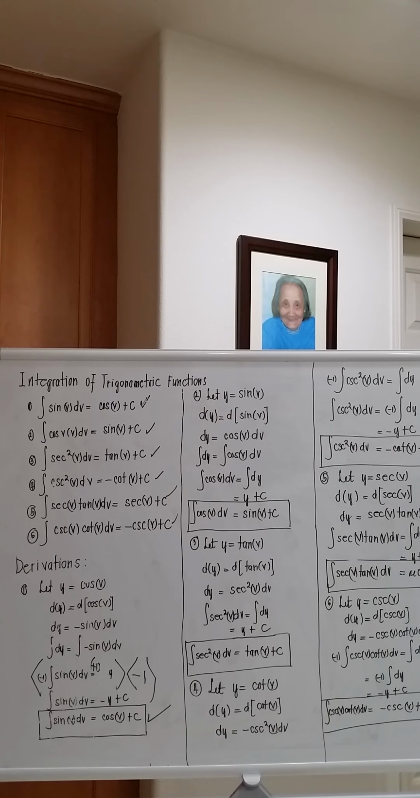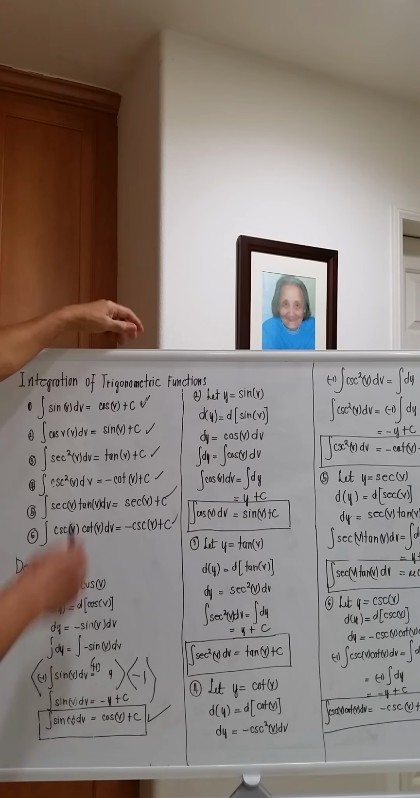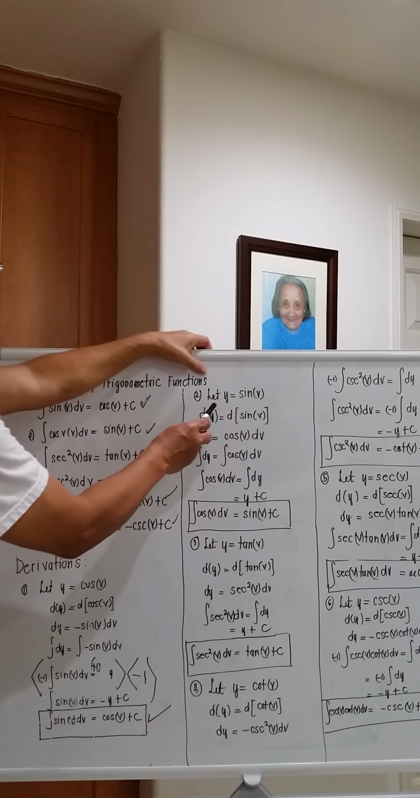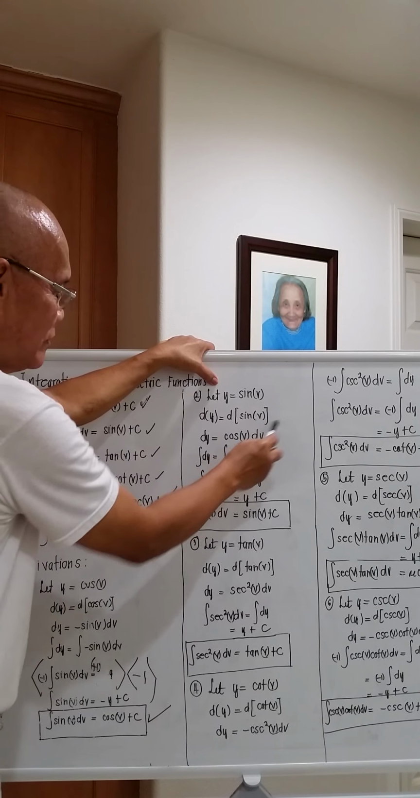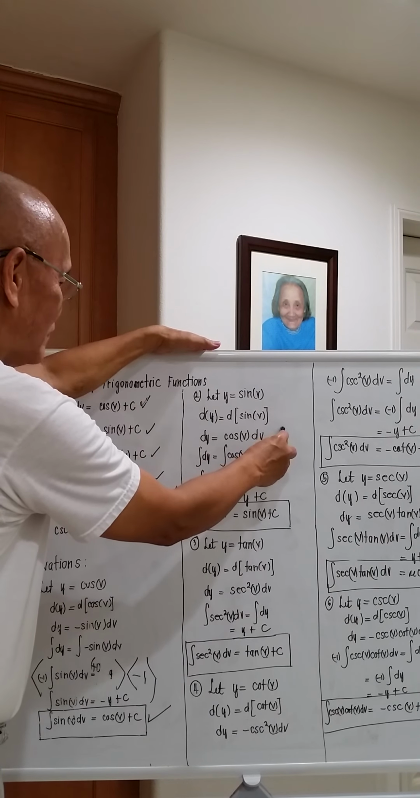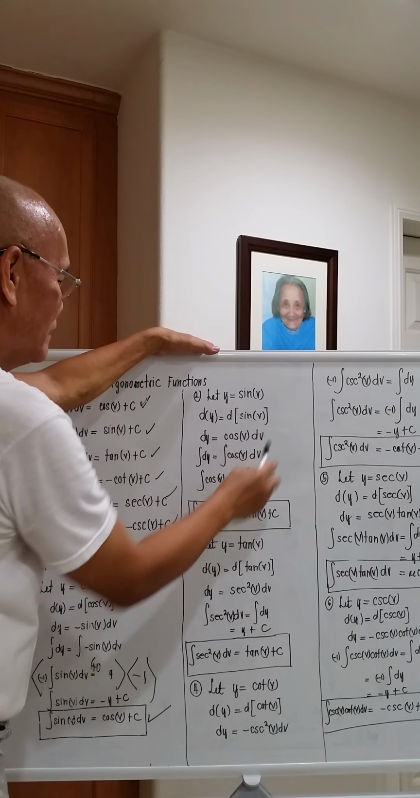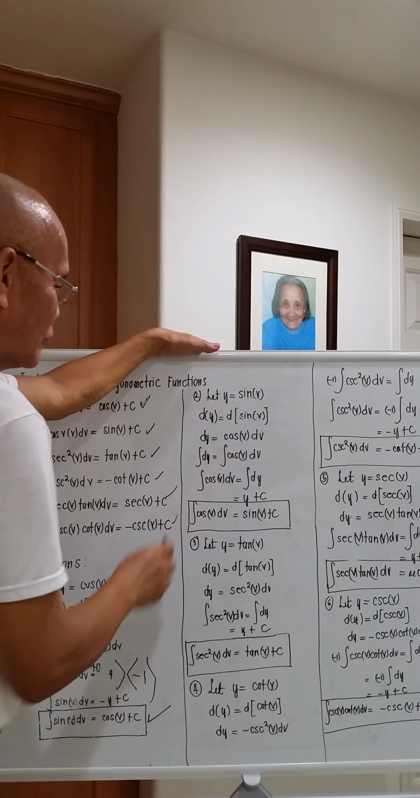Okay, let's proceed with number 2. For number 2, we will let y equal to sine of b. Okay? Take the differential of both sides. The differential of y equal to the differential of sine of b. The differential of y is dy. The differential of sine of b is cosine of b dv. Okay? Then take the integral of both sides.